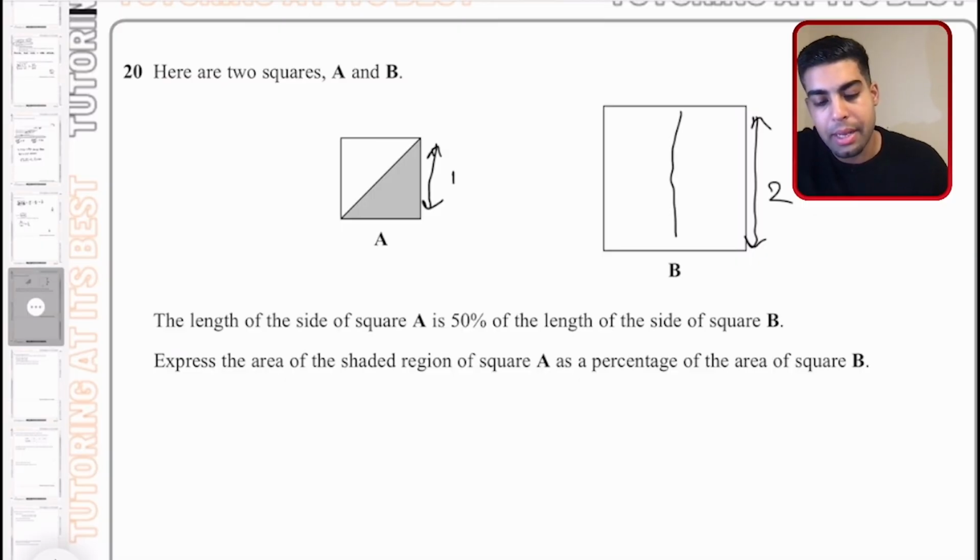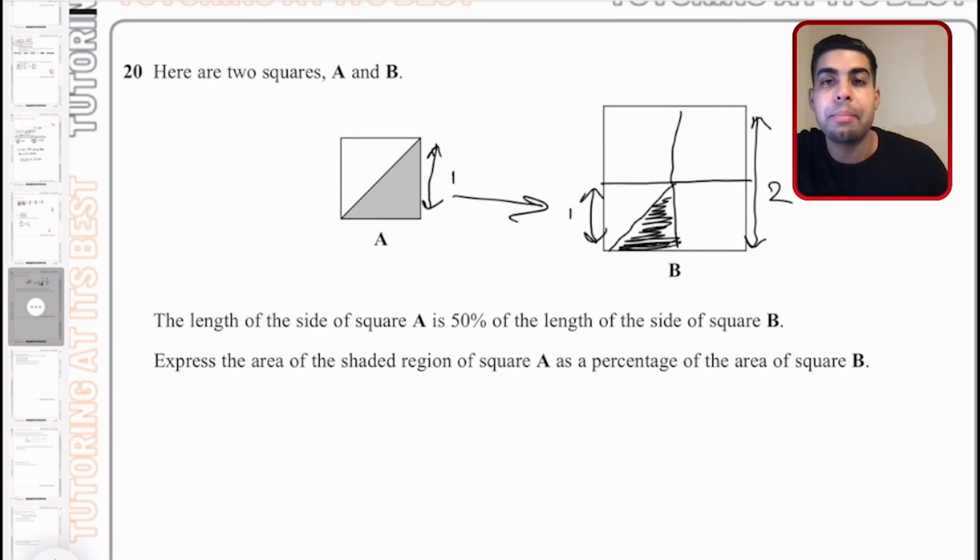I'm going to simply go ahead and draw out 4 sections because it's telling us that 1 is half of 2. So that means we have one section, just like this square here, which is the same as shape A.